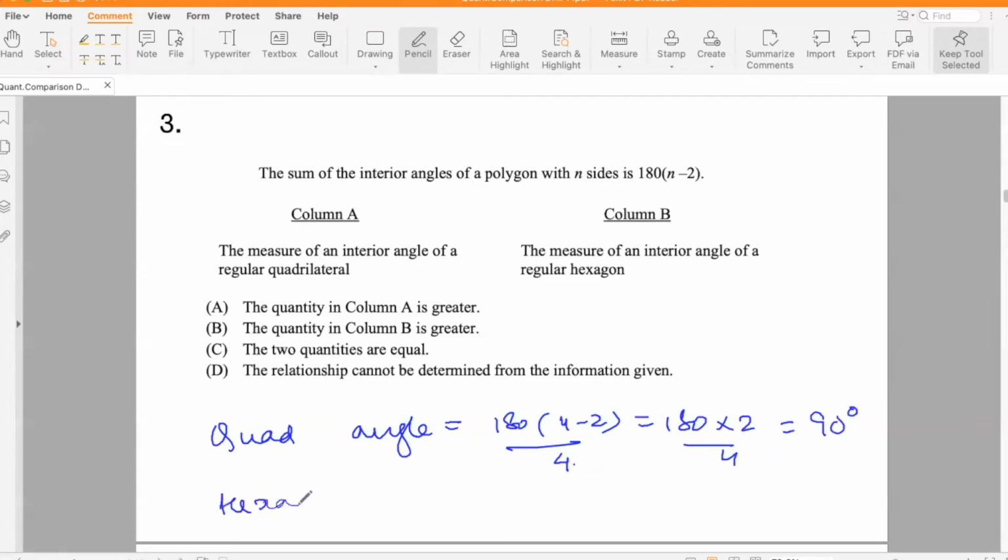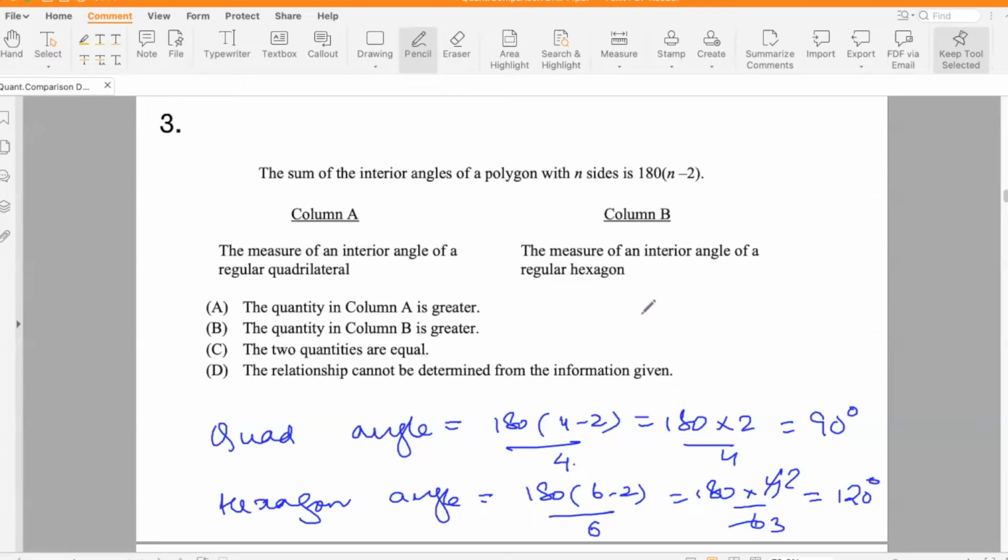And for a regular hexagon, it would be 180 into (6 minus 2) divided by 6. So 180 into 4 by 6. So this is 2 by 3. So that is 120. So the quantity in column B is greater.